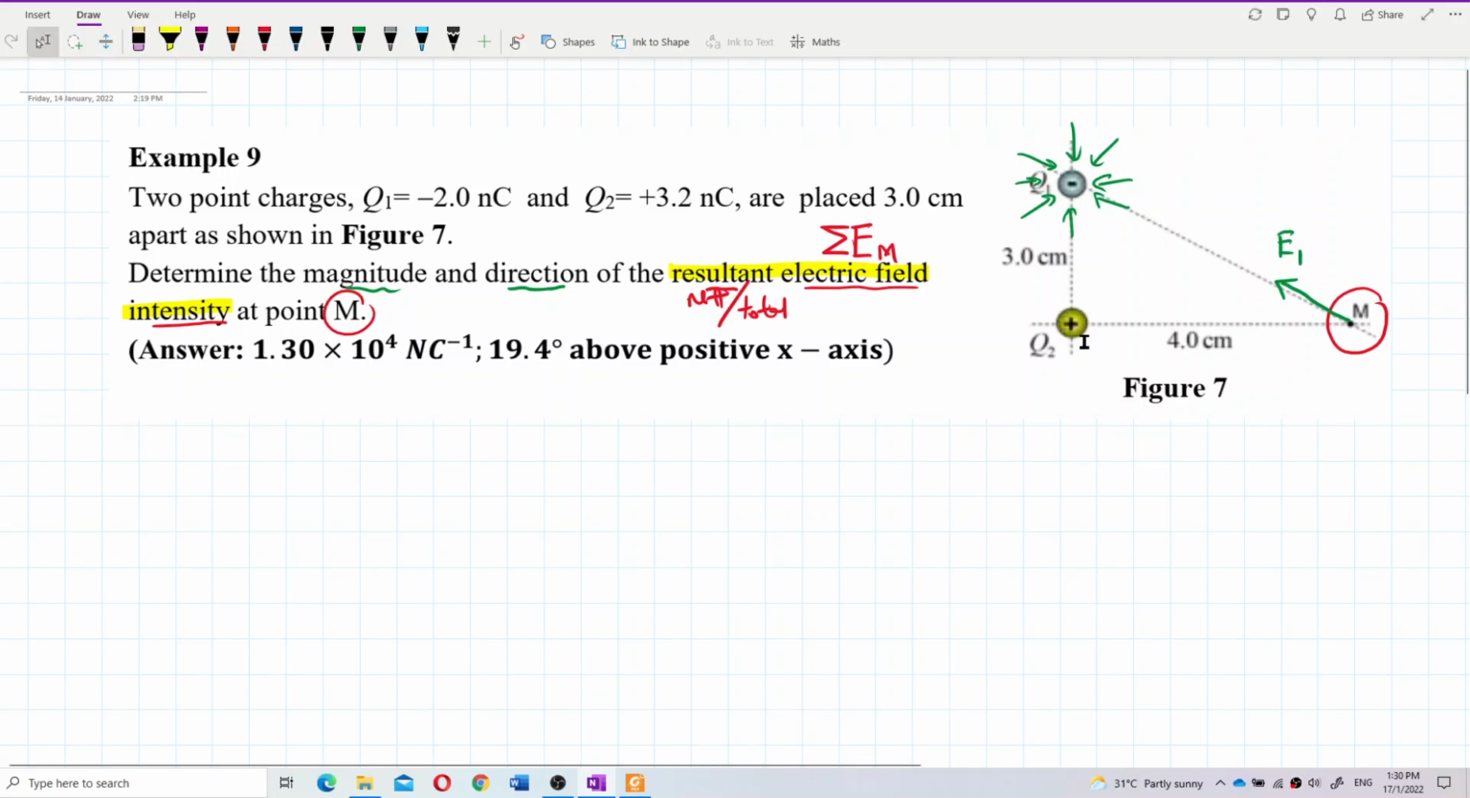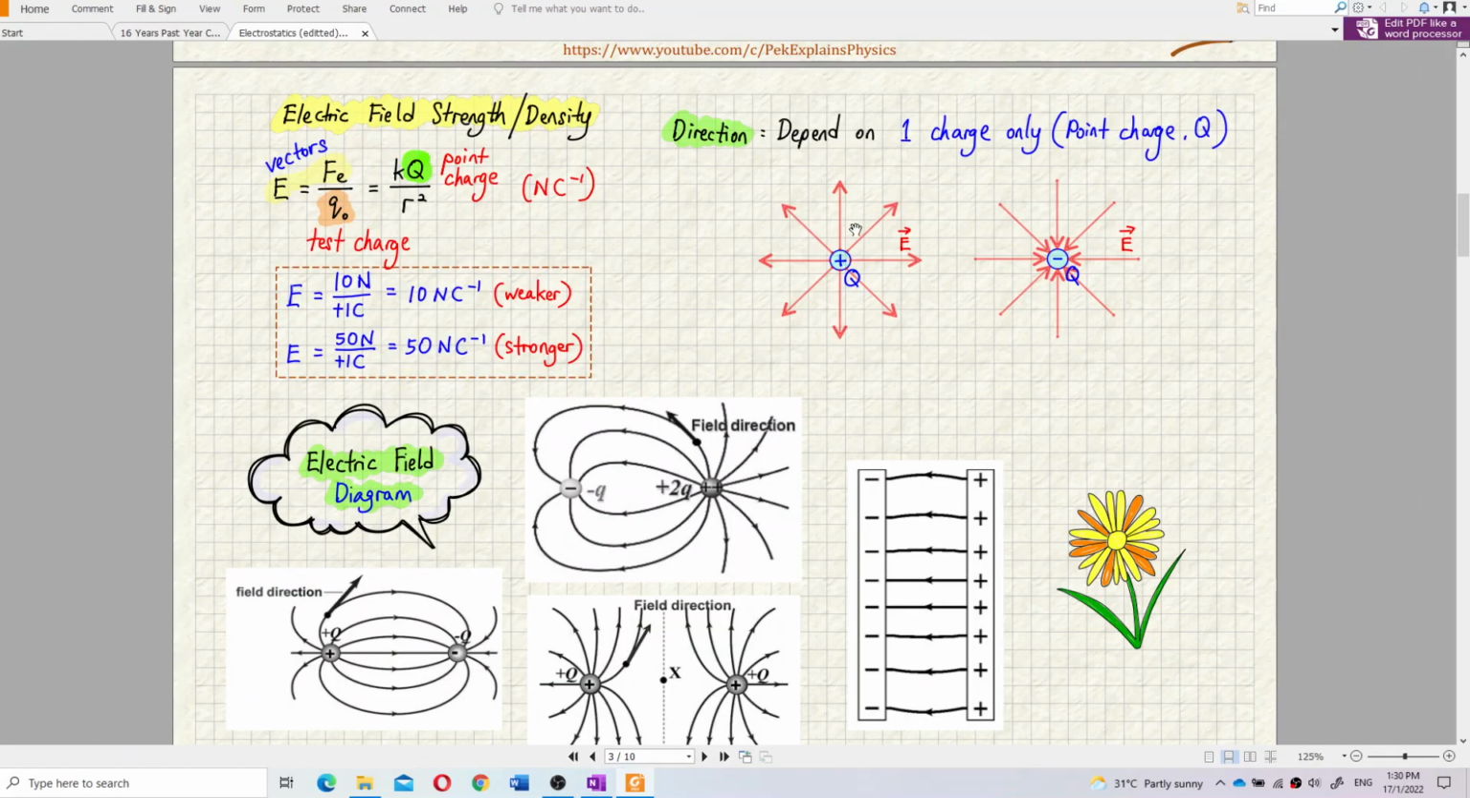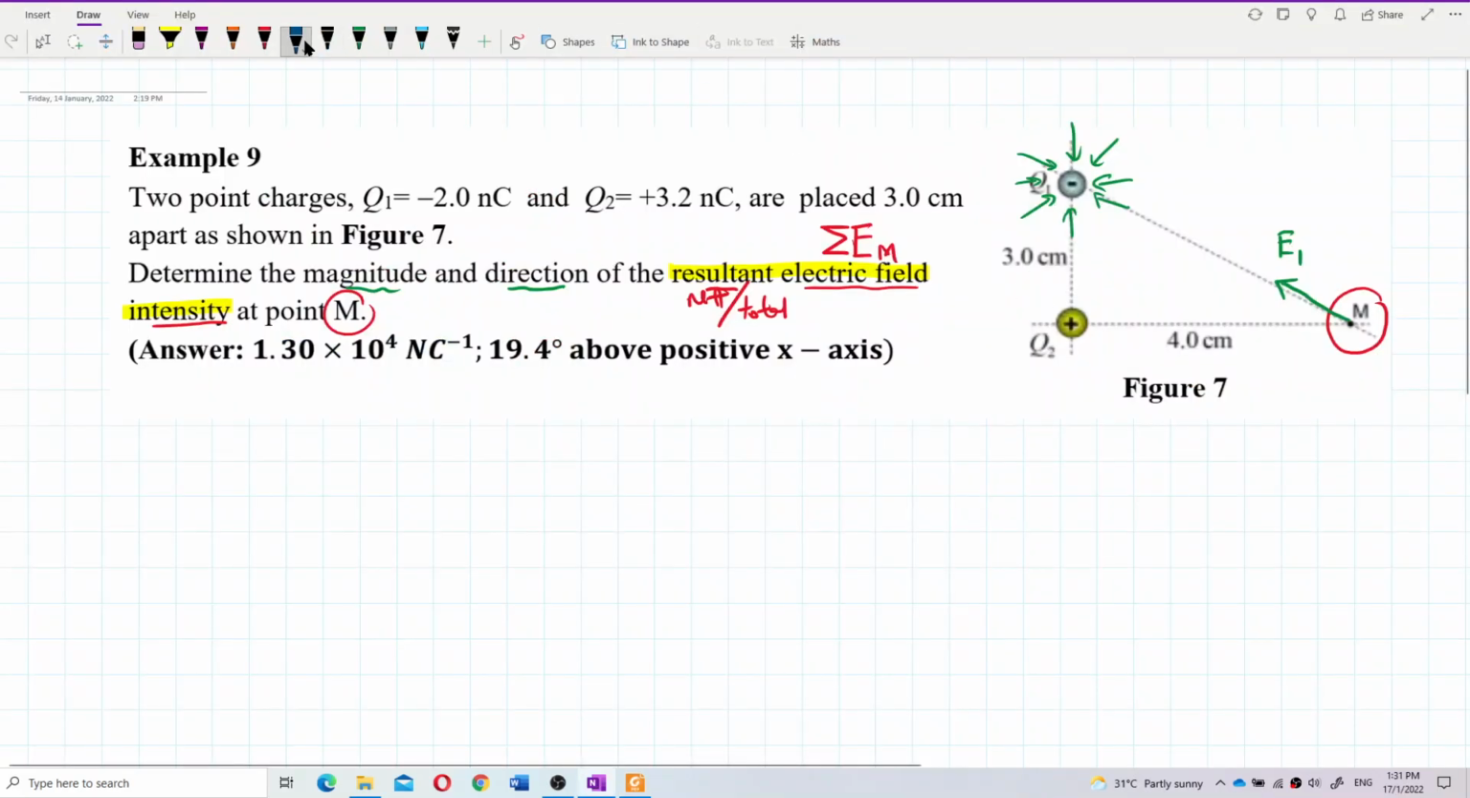Whereas Q2 is a positive charge. For a positive charge, the electric field is going away from the positive charge. So at point M, the electric field should go away from the positive charge, like that. So this is E2. We label it as the electric field due to charge 2, going away from the positive charge. So we already got both electric fields caused by these two point charges.